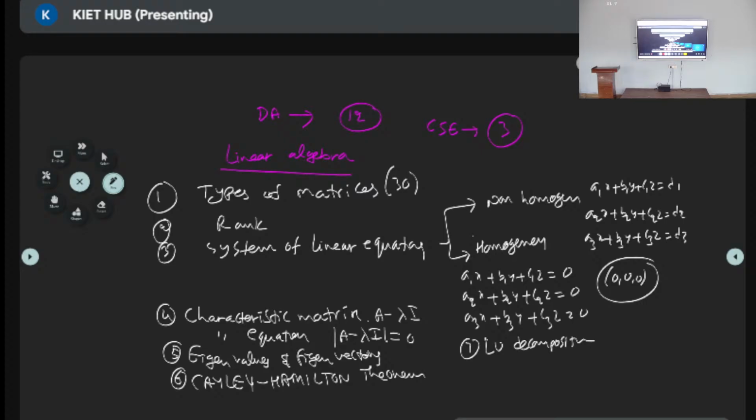Coming to next. So this is our syllabus in linear algebra. Let us move to concepts. Types of matrices. Today we are planning these three, up to system of linear equations. Concentrate. All are very, very important.